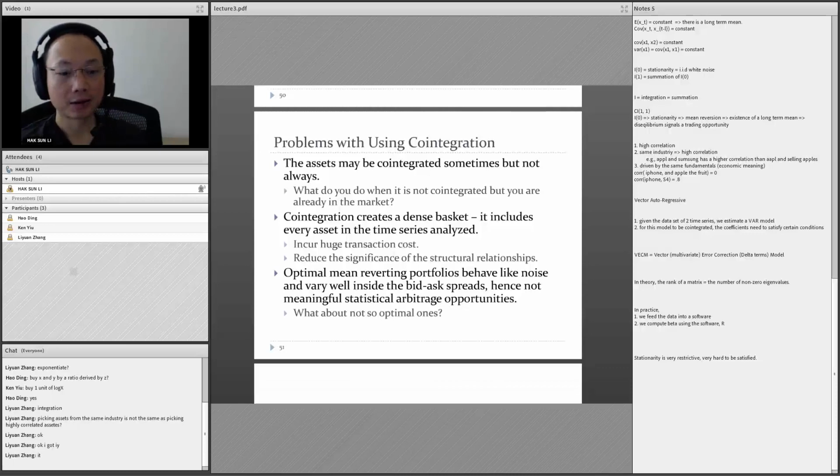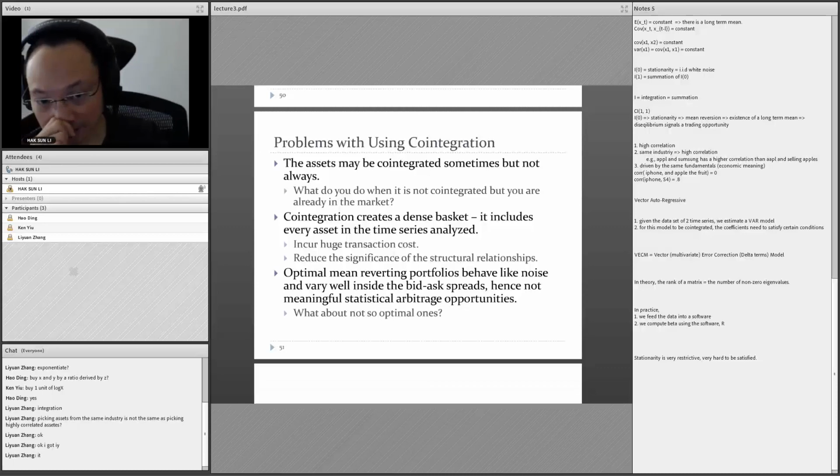Okay, if some stocks are illiquid, then you may not be able to buy or sell all 10 of them at the same time. So it creates a huge execution problem if you use the co-integration that creates a dense basket. Okay, a basket of 10 assets in practice may not be tradable at the same time. But co-integration requires that all these 10 assets are traded at the same time stamp.